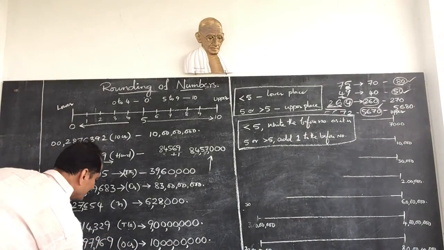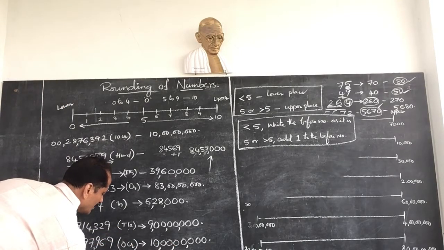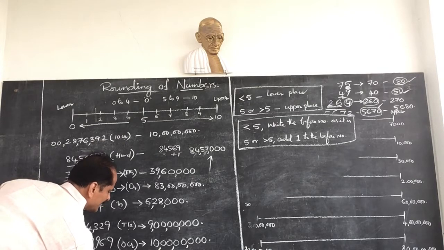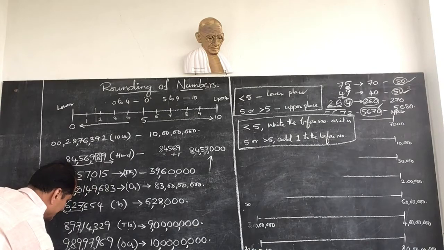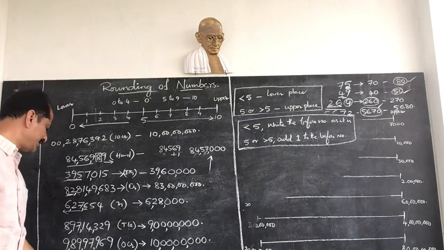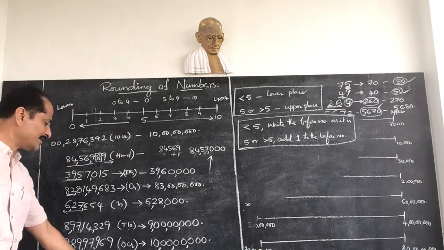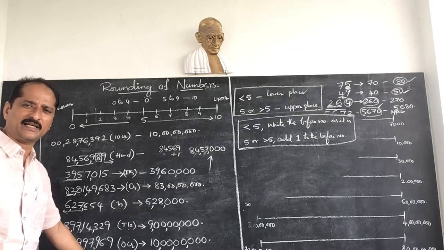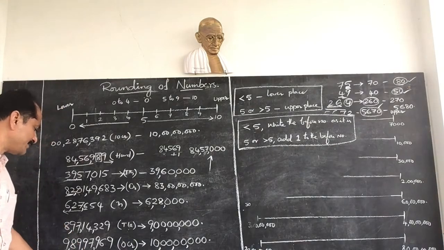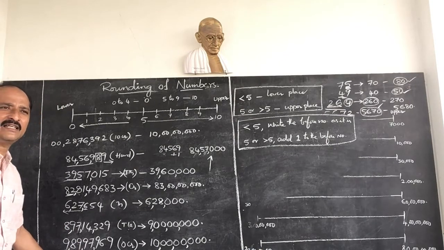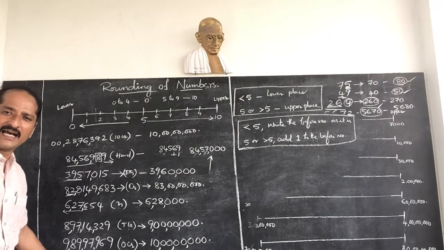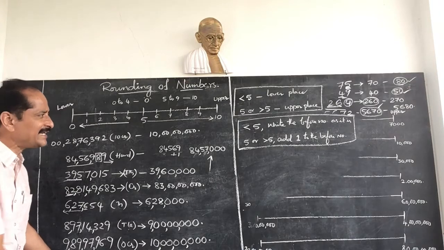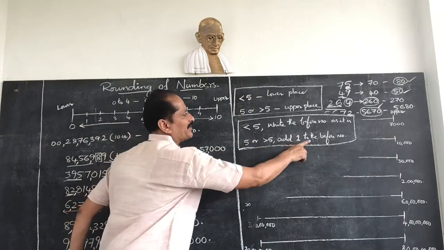Now round off these numbers to 10,000. So units, thousands, lakhs, crores. To round off to 10,000, we should see the next lower than 10,000's place. Next lower than 10,000's place is 1,000's place. Digit in 1,000's place is 9. 9 is more than 5. So add 1 to the before number.